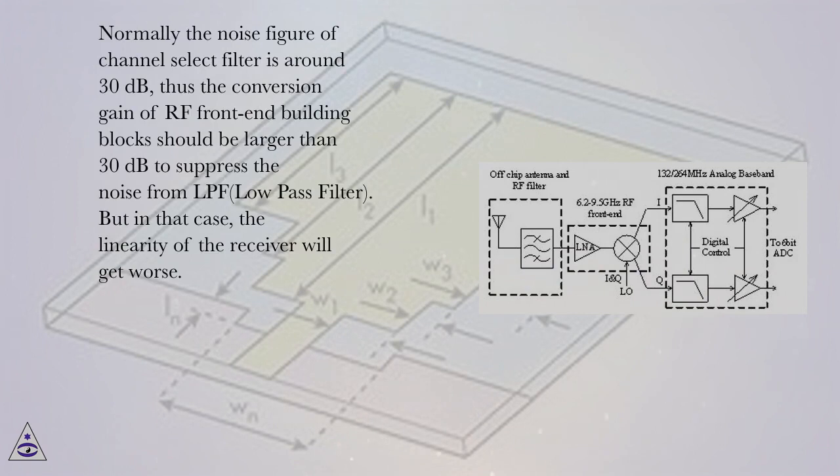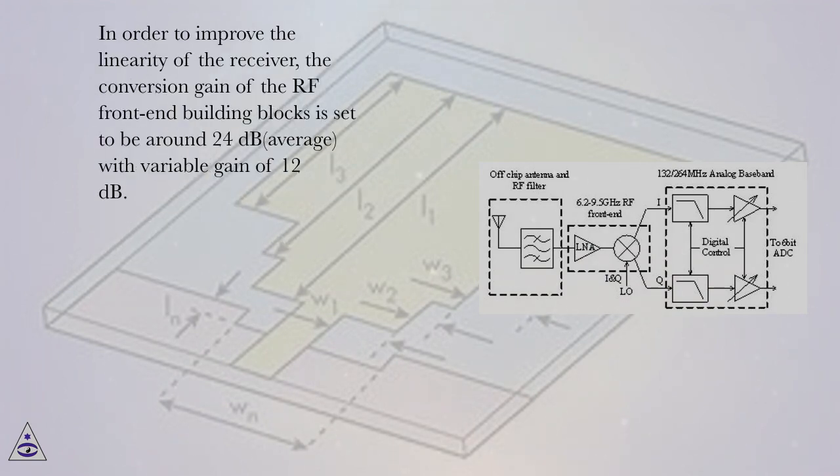Normally the noise figure of the channel select filter is around 30 decibels, thus the conversion gain of the RF front-end building blocks should be larger than 30 decibels to suppress the noise from the LPF (low-pass filter). But in that case, the linearity of the receiver will get worse. In order to improve the linearity of the receiver, the conversion gain of the RF front-end building blocks is set to be around 24 decibels on average, with variable gain of 12 decibels.